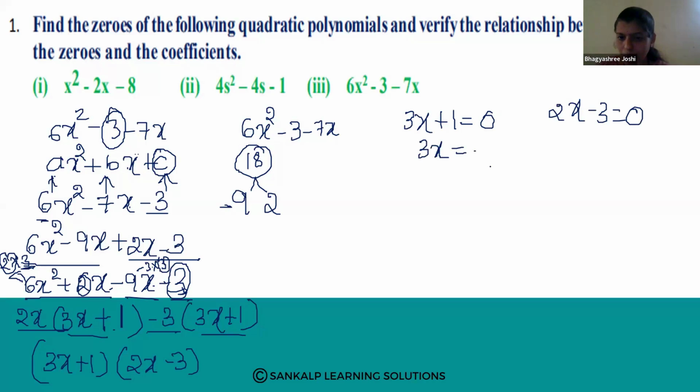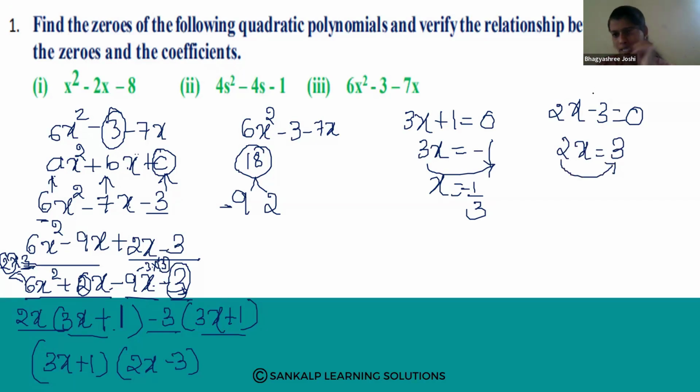Transfer this 1 to this side: 3x is equal to minus 1. X is equal to, transfer this 3 to this side, it becomes minus 1 divided by 3. Right? Here also transfer this minus 3 to this side: 2x is equal to 3. Transfer this 2 to this side, x is equal to 3 divided by 2.